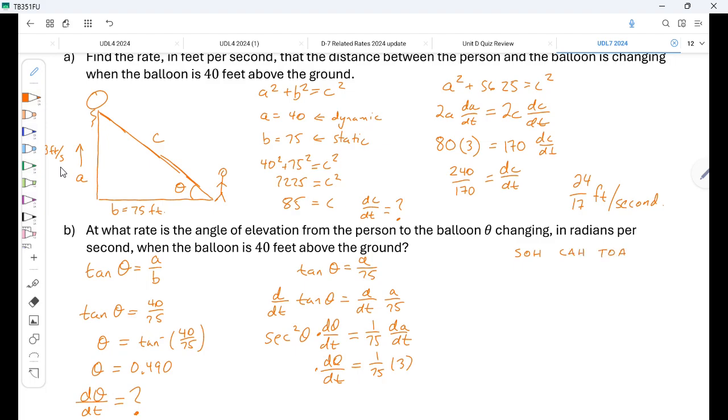remembering that our secants, our cosecants, and our cotangents are just the reversals of these things, right? It's a little bit of a weird mashup. So sine goes with cosecant, so cosecant is hypotenuse over opposite. Cosine goes with secant, so secant is hypotenuse over adjacent, and cotangent goes with tangent, which is adjacent over opposite.